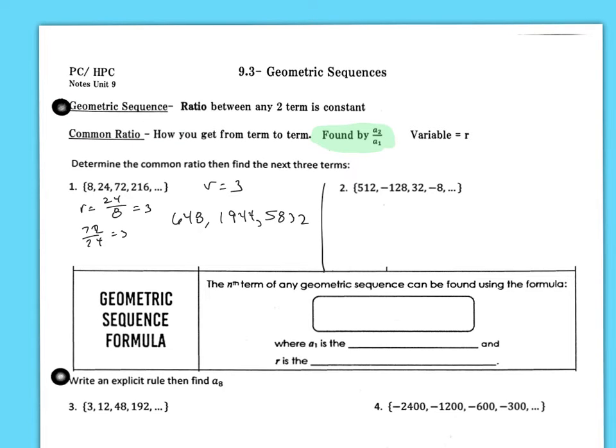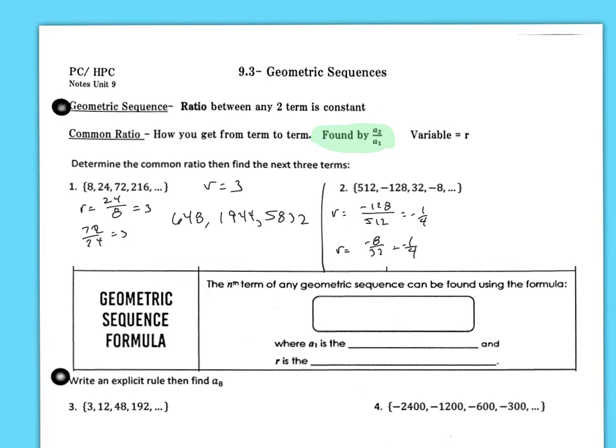Again, let's find the ratio of this one. Go second term, negative 128, signs matter, over 512. Put that in the calculator or reduce it yourself. This is negative 1/4, or you could call it negative 0.25. I'm going to leave it as negative 1/4 because that's a little easier to see that negative 8 over 32 is, of course, negative 1/4 as well.